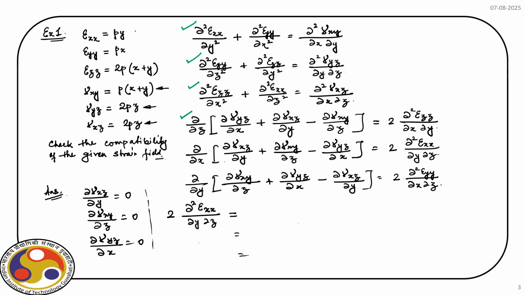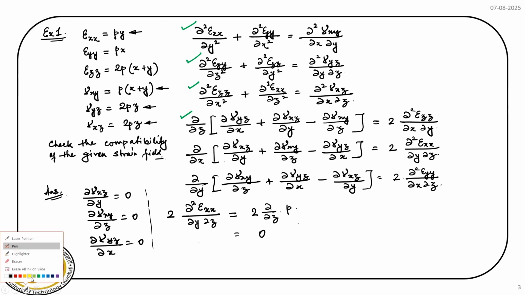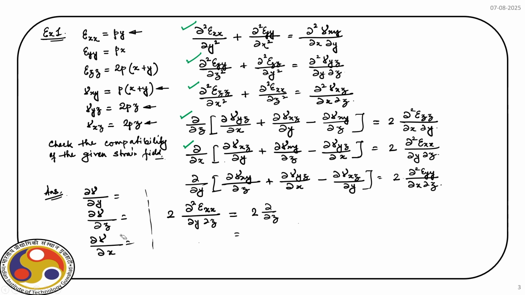Now the expression of epsilon xx is here. So, what we do, if we differentiate with respect to say y first, and then we have p, and then again if we differentiate with respect to z, we have 0. That means the fifth equation is also satisfied. So, this equation is satisfied. Last equation we have to check. For that, again let us do one by one.